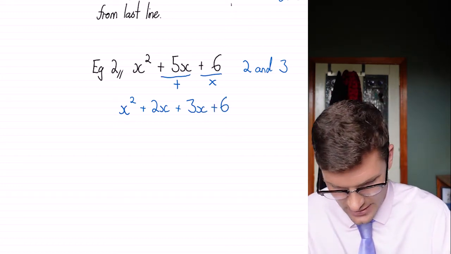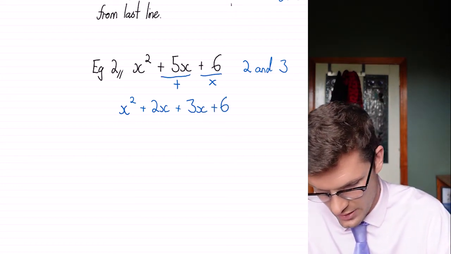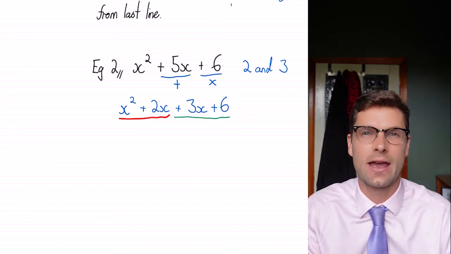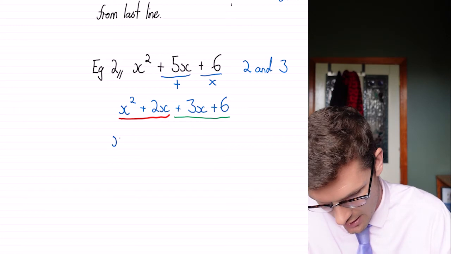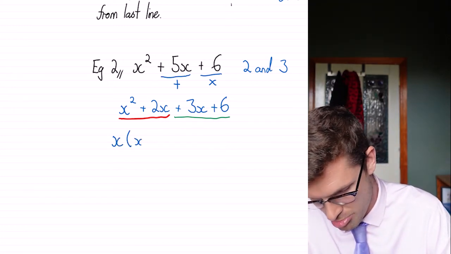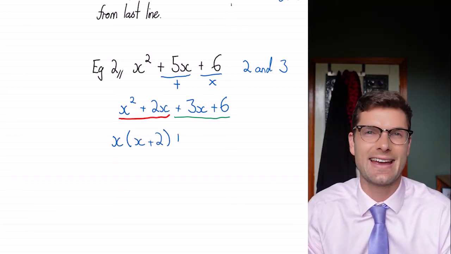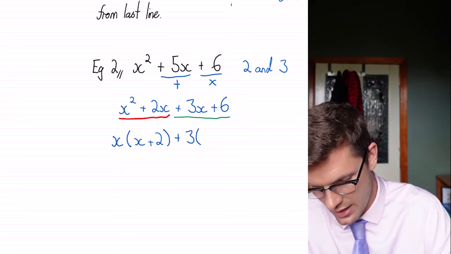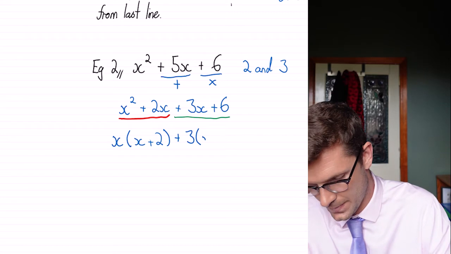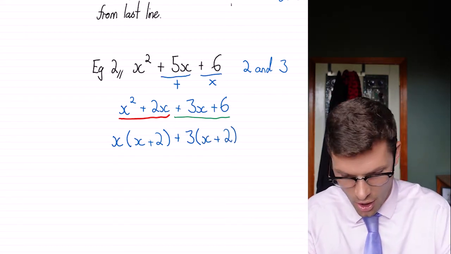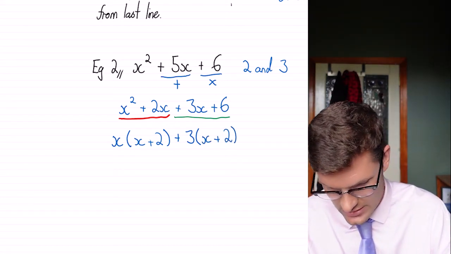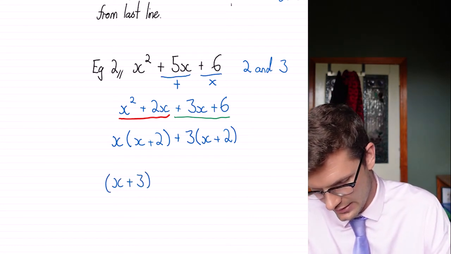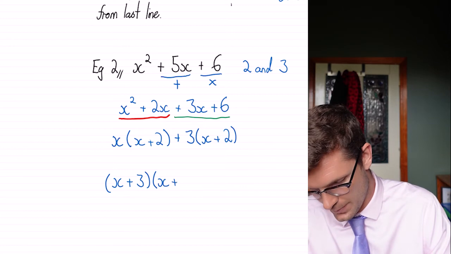Now I've got to factorize these two pairs. That's my first pair, that's my second pair. The common factor between x squared plus 2x is x, and we're left with x plus 2. Common factor between 3x and 6 is 3, so I'm going to take out plus 3, x plus 2. This is looking great. I write down my leftovers, which is x plus 3, so I have x plus 3, and then here x plus 2.